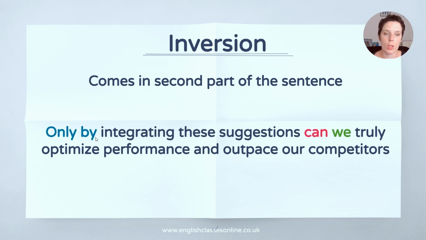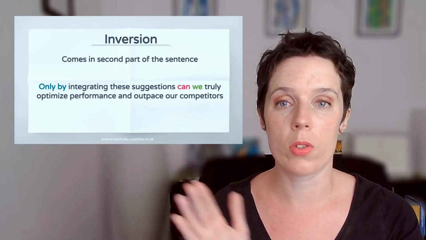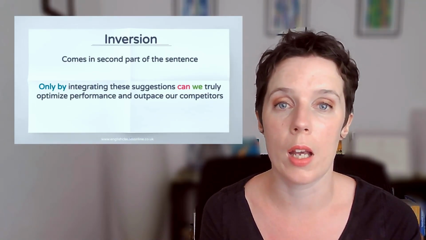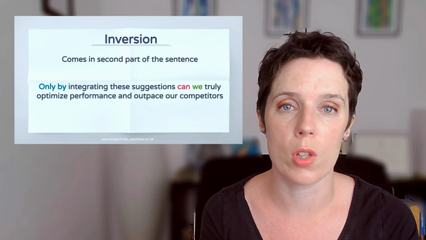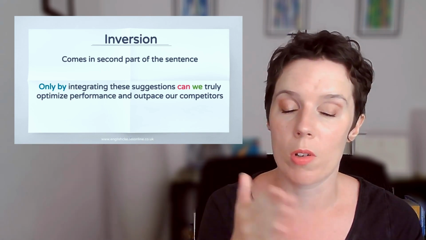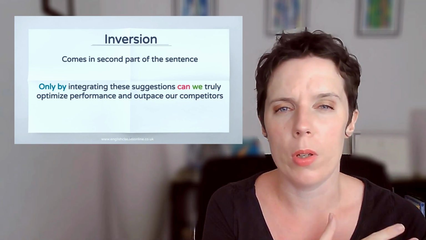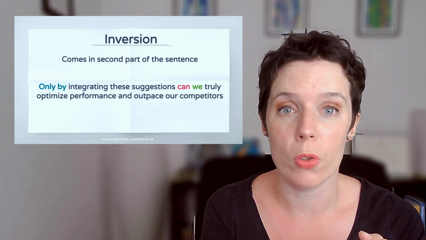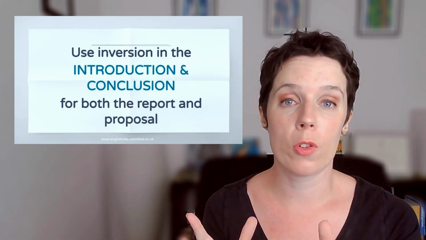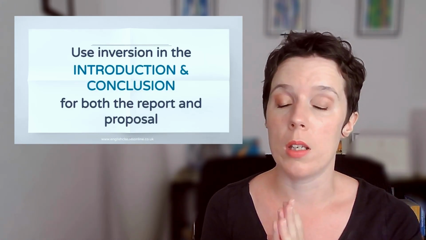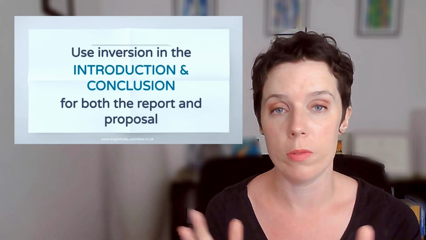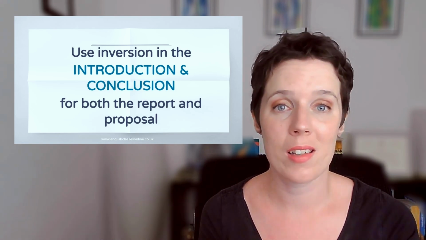So not only by can we. You need a full clause in the middle there before you get to your inversion. So this sentence is a good one to use in your conclusion, again, of your report or proposal. You can use it in both. So only by integrating these suggestions or recommendations can we, and then you put basically the aim of your report or your proposal. So inversion forms, mainly use them in the introduction and the conclusion of both your report and proposal. And that's it for inversion forms.